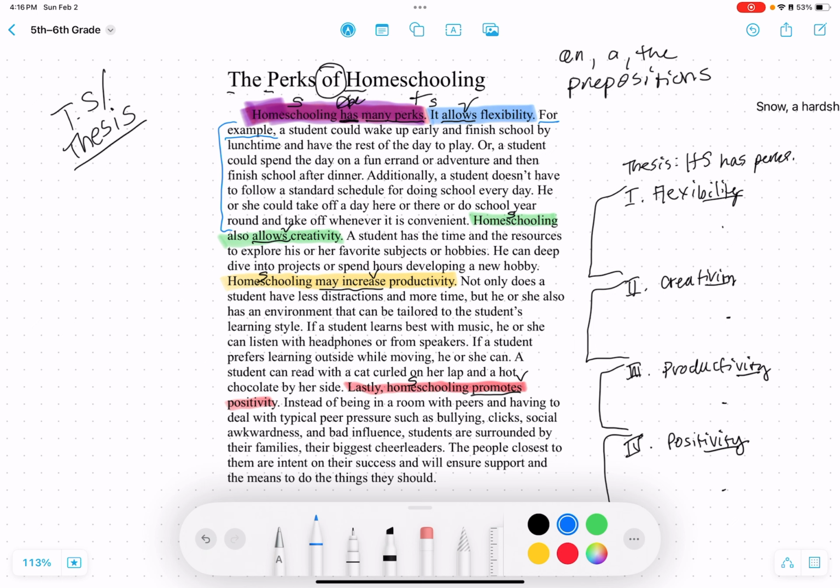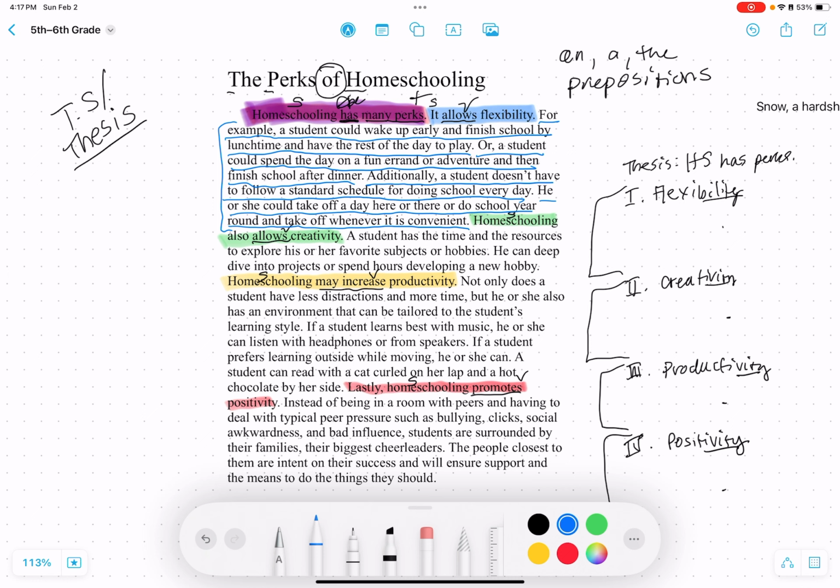For example, a student could wake up early and finish school by lunchtime and have the rest of the day to play. That talks about flexibility. Or a student could spend a day on a fun errand or adventure and then finish school after dinner. Also, this is an example of flexibility in schedule. Additionally, a student doesn't have to follow a standard schedule for doing school every day. He or she could take off a day here or there, do school year-round, and take off whenever it is convenient. All of these were examples of flexibility.